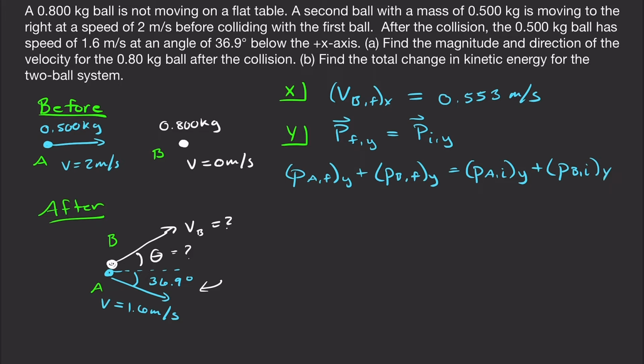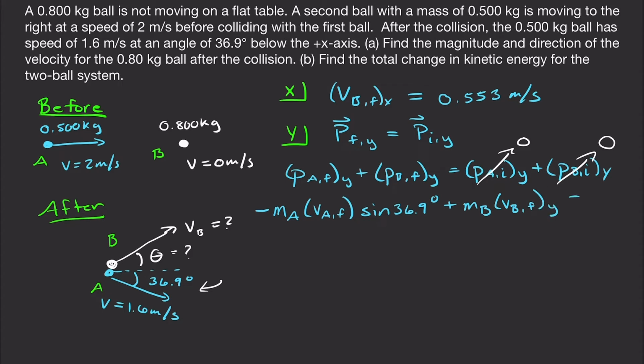But neither of them are moving in the y direction initially. So particle B, or ball B, is not moving at all, and ball A is only moving left and right. So it's moving to the right, or all in the x direction. So the y component momentum is 0. So we have the mass of A times the final velocity of A in the y direction. But again, this is just going to be the opposite side of this triangle, or times sine of 36.9 degrees. We also can see that it's going down, so it's going to be negative, plus mB times the final velocity of B in the y direction, and that's going to sum to 0.